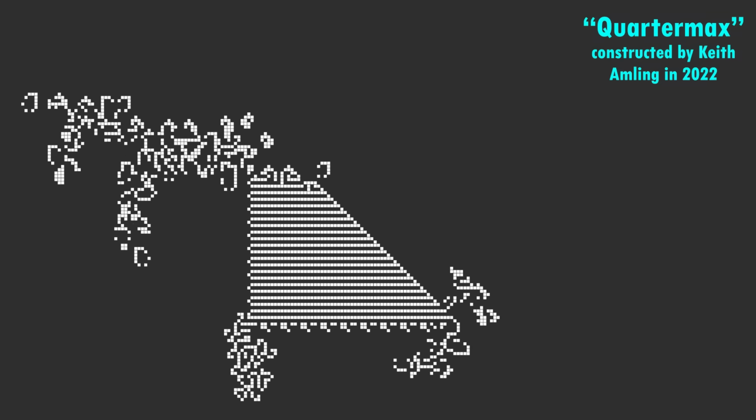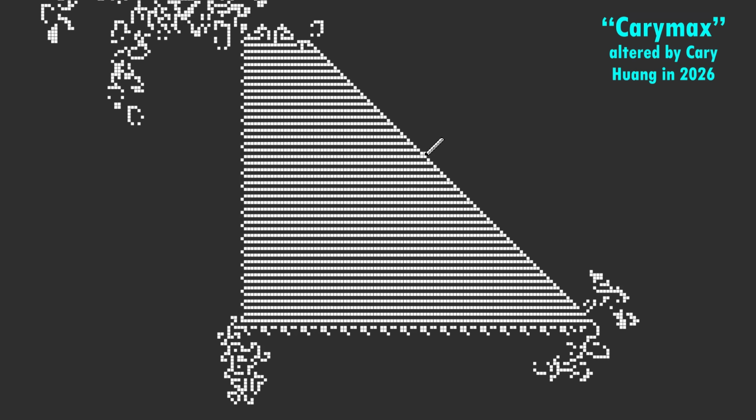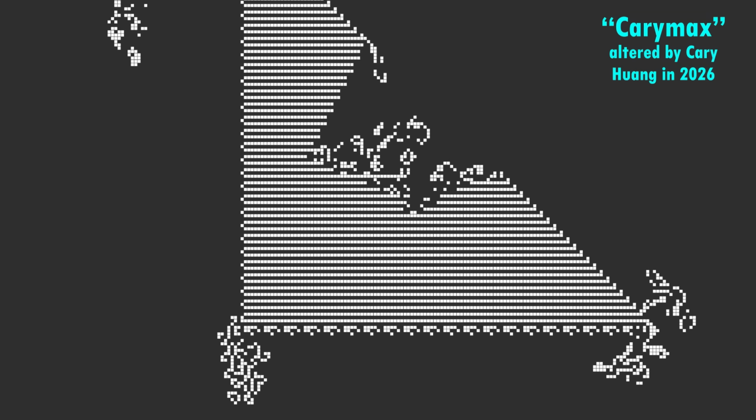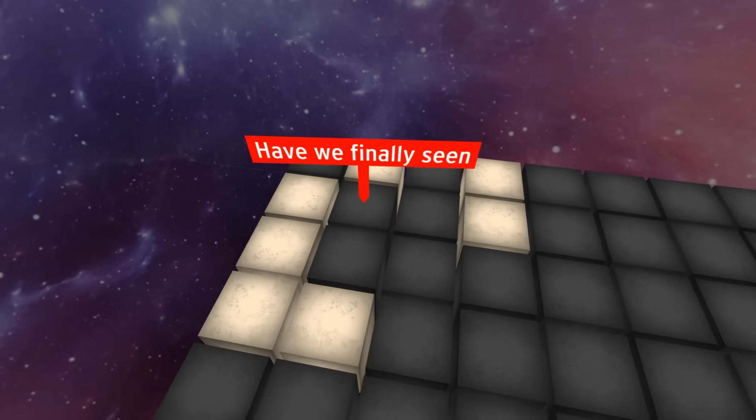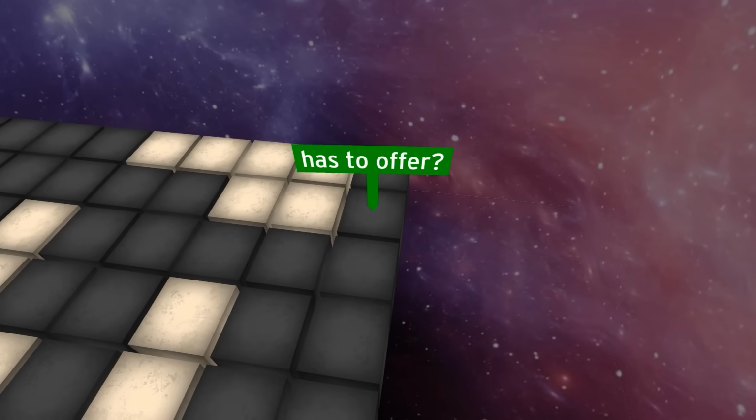What's crazy about these constructions is that, although they work perfectly, if you alter a single cell within them, they will quickly devolve into chaos. So that's fun. Have we finally seen all Game of Life has to offer?